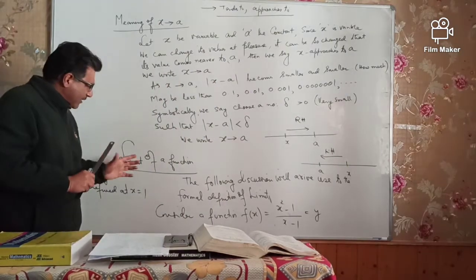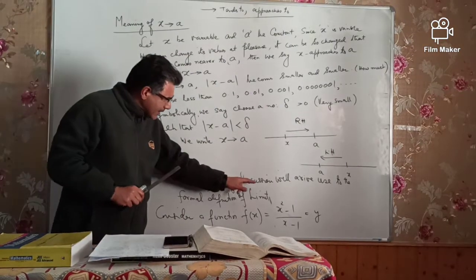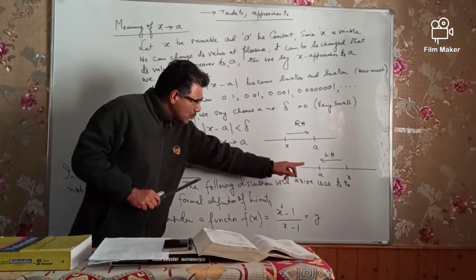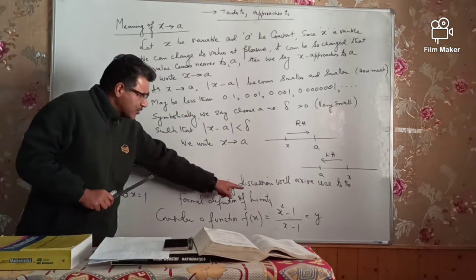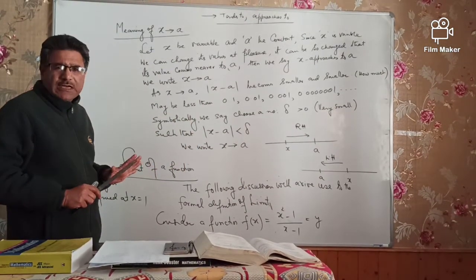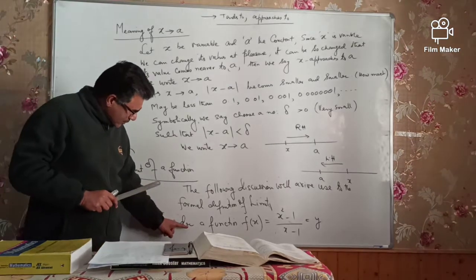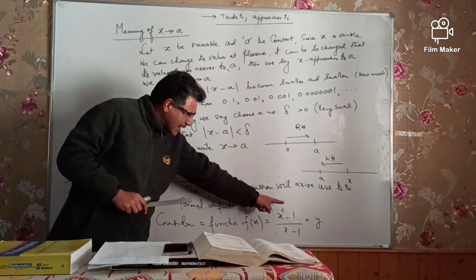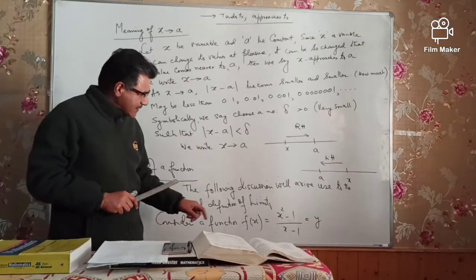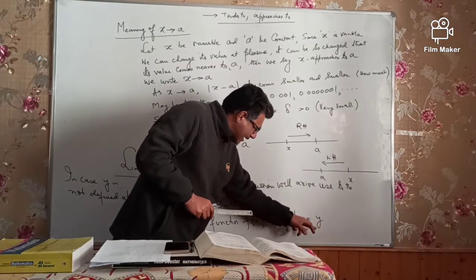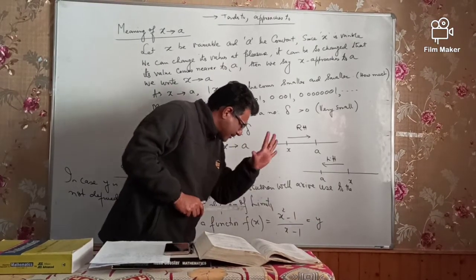Now what is the limit of a function? The following discussion will lead us to the formal definition of the limit. Now what is the formal definition of the limit? Consider a function f(x) equal to x square minus 1 divided by x minus 1. I named f(x) as y, that is, I named this function y.